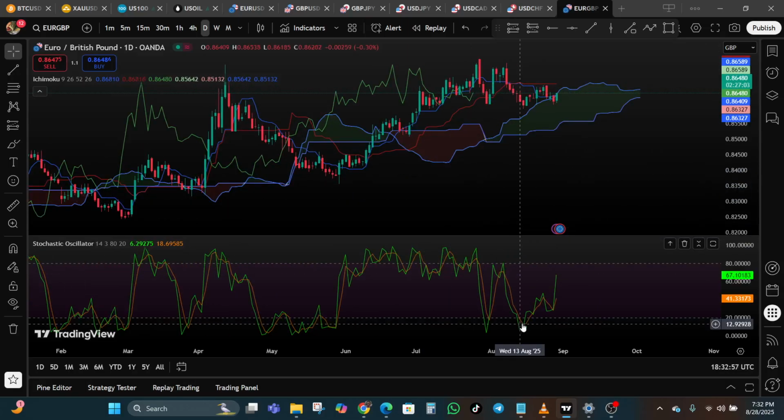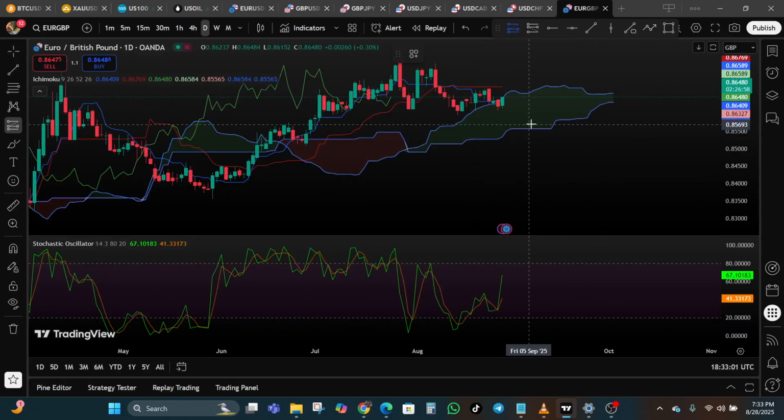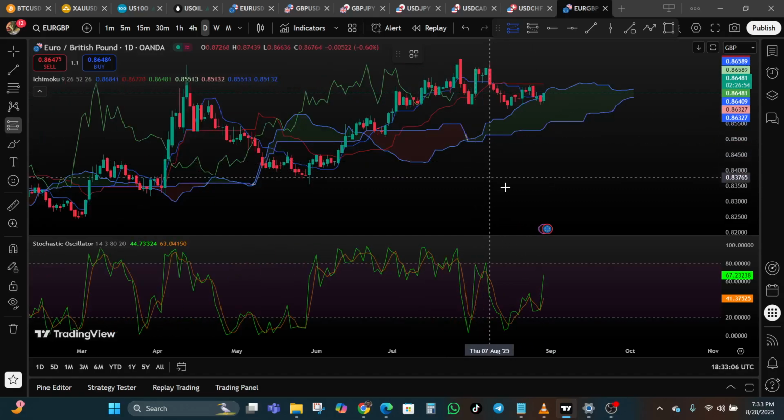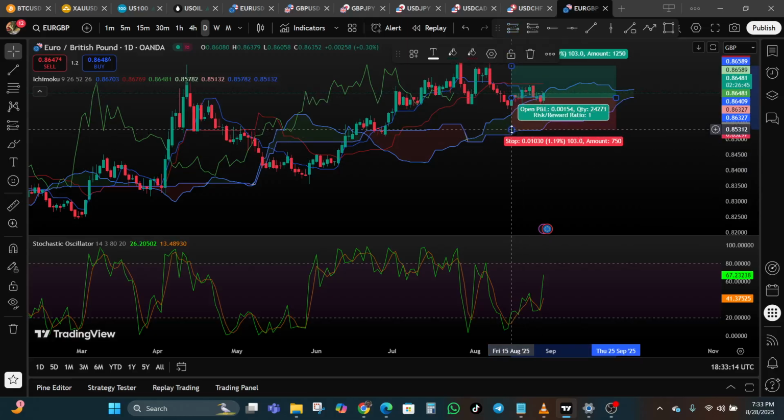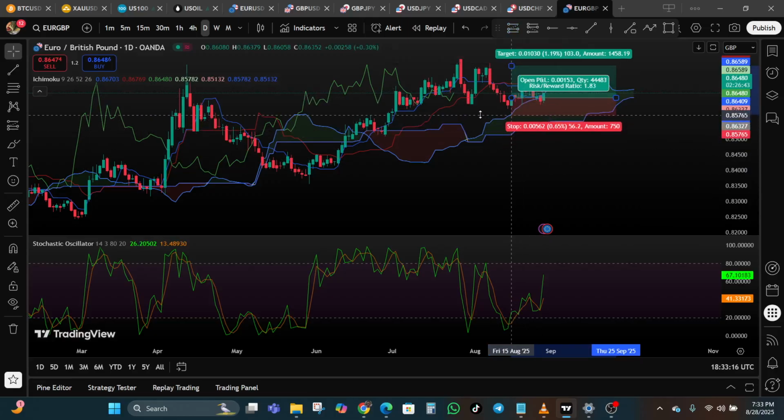Now you can see that we had a buy signal here. Your confirmation could be a candlestick pattern. In this case, we had this bullish engulfing. Can you see this bullish engulfing here? I hope you can see it. Right after that bullish engulfing, we can take our trade.